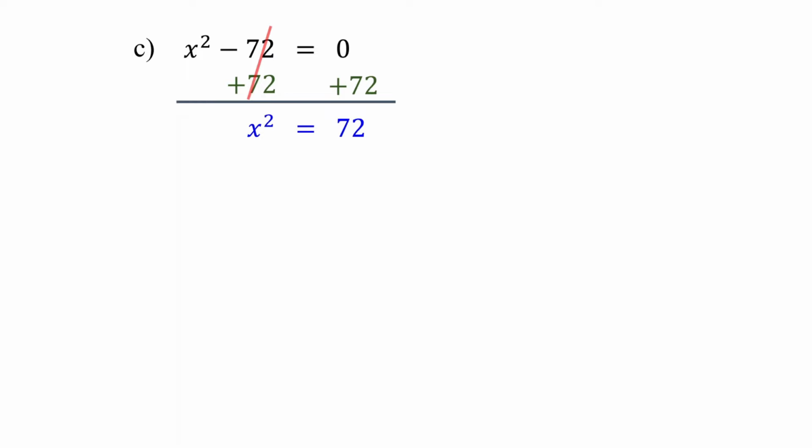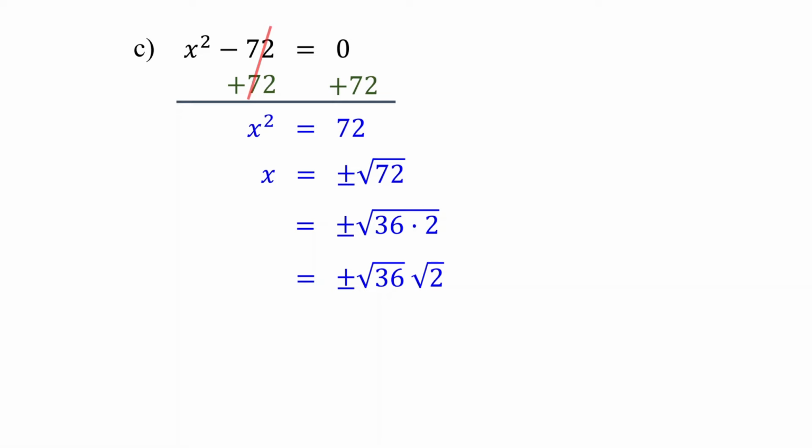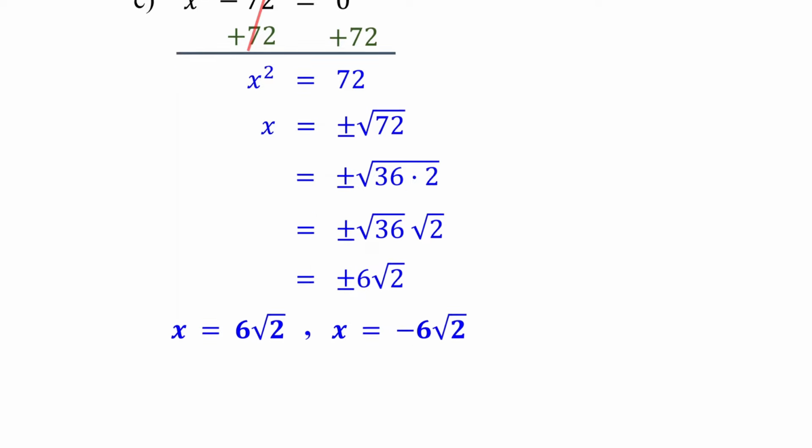Now you can apply the square root property, and you get x equals plus or minus the square root of 72. The next step is to simplify the square root. 72 is not a perfect square, but it can be written as the product of 36 and 2, right? And this is the same thing as the square root of 36 times the square root of 2. The square root of 36 is 6. The square root of 2 cannot be further simplified. Therefore, the solutions are x equals 6 times the square root of 2 or x equals negative 6 times the square root of 2.